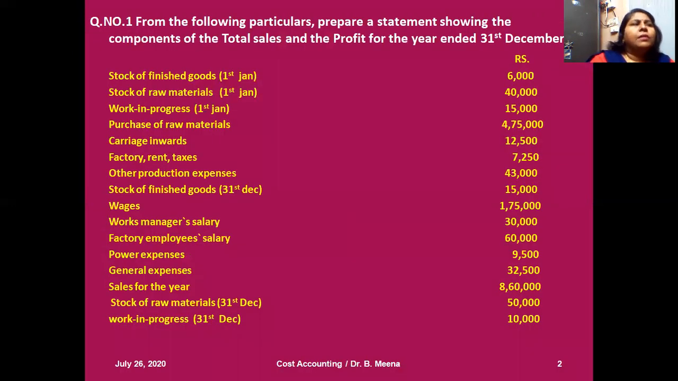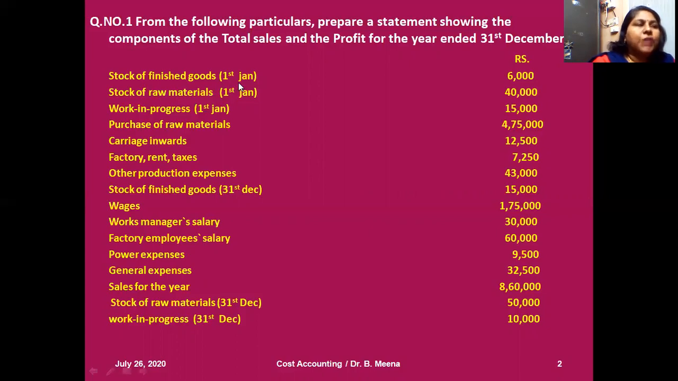Look at this problem. From the following particulars, prepare a statement showing the components of the total sales and the profit for the year ended 31st December. So components of total sales means we are supposed to prepare the entire cost sheet. And then simultaneously we need to calculate the profit also. Now look at the problem. What information is available?